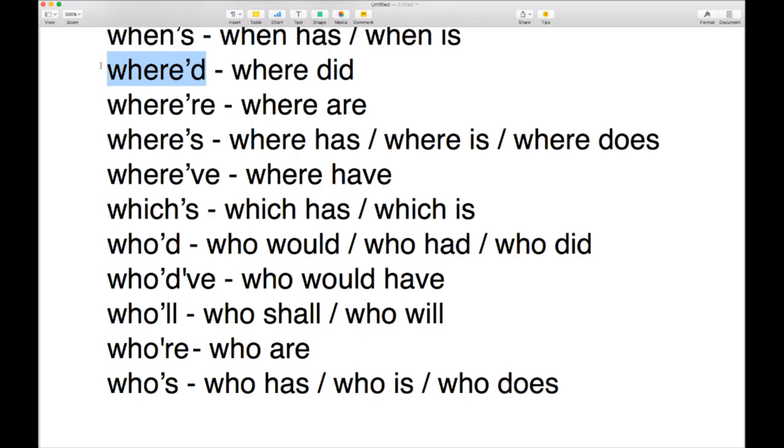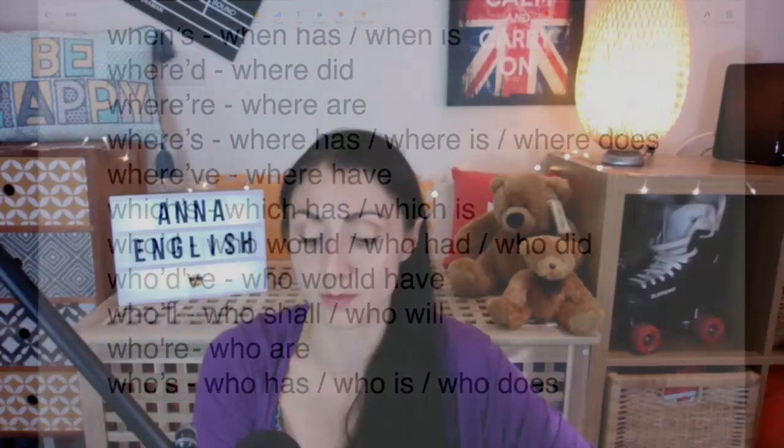And then we have where'd. As in where did. Again, look at this pronunciation because this is mispronounced a lot. Where'd. Where'd you go? Where did you go? Where'd you go on holiday? I might say, ah, you went on holiday. Where'd you go on holiday? Where did you go?